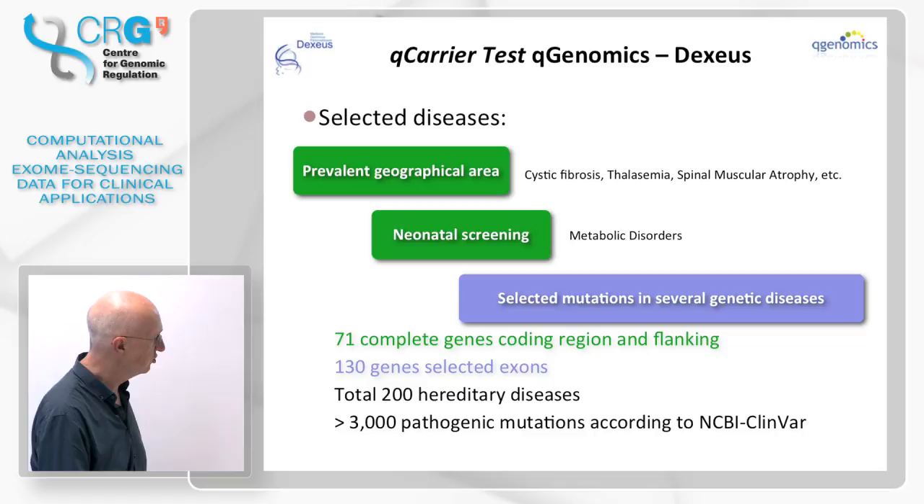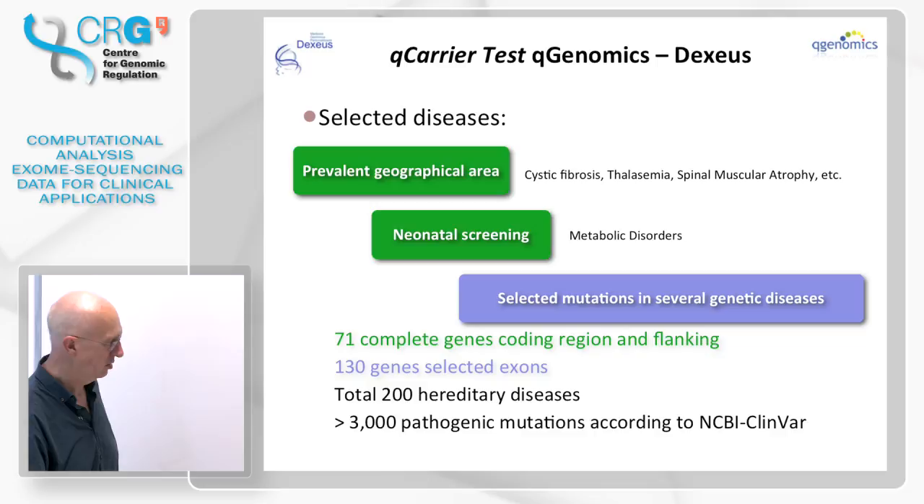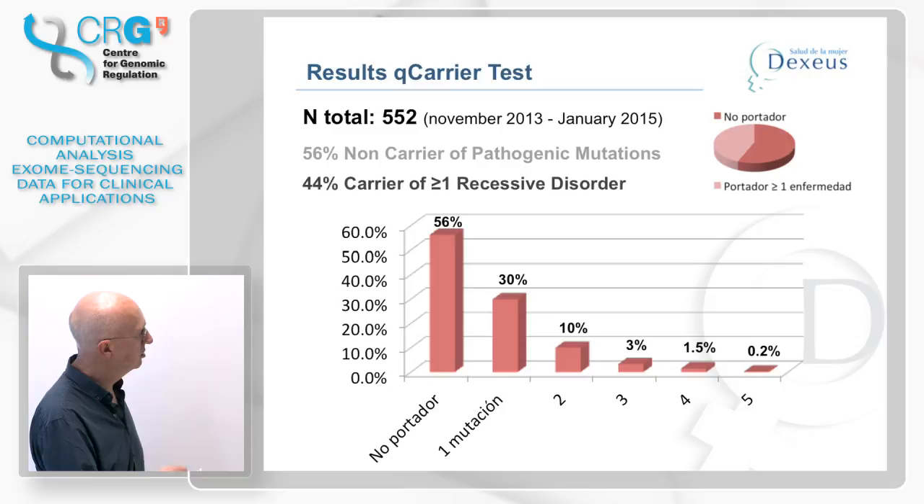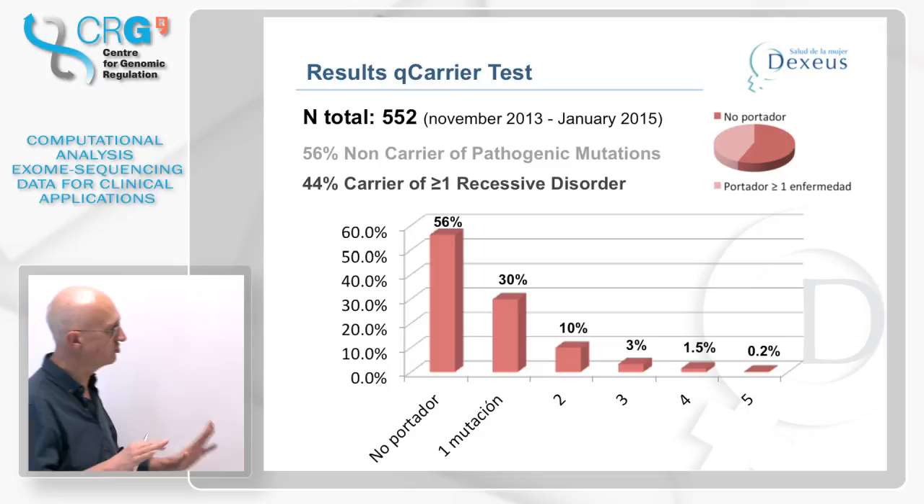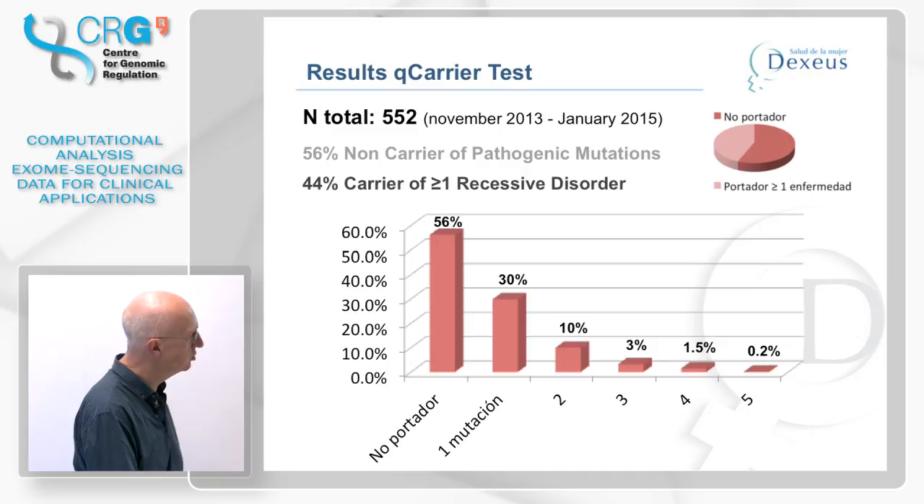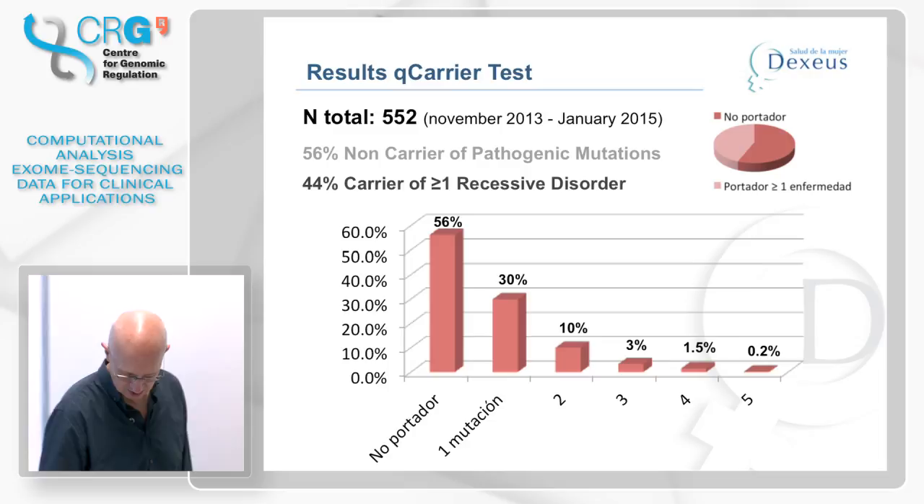So this was version one. Version two, which is now under development, will have a different setup. But I'm showing the results of over 500 cases that have been tested, in which mutations have been detected in over 40% of the individuals that are carrying at least one recessive disorder. So, as I mentioned, 56% were not carriers of the mutations that will lead to a serious disorder, and then about 30% were carrying one mutation, about 10% two mutations, and so on, even some individuals that were carrying four or five different mutations.